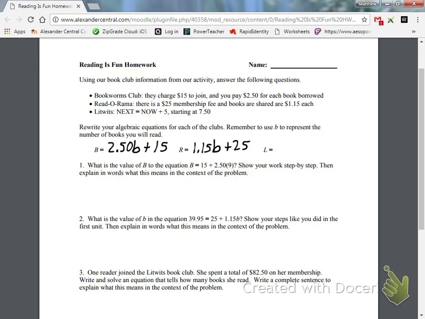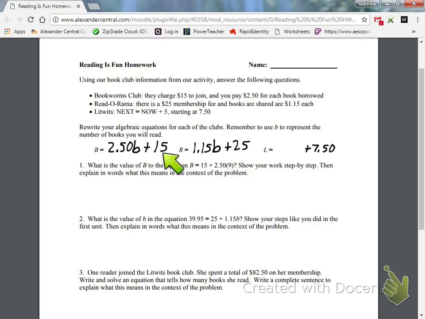Yeah. Okay. So let's figure out our starting value on this one. If I join the Bookworms, but I don't check out any books, how much does that cost me? $15. That's my starting value. It costs me that whether I check out any books or not, right? So that's my starting value. Here on Litwits, what did it say I started at? $7.50. So that's going to be my one-time fee, my $7.50. That's what it's going to cost to join the Litwits whether I borrow any books or not. Okay?